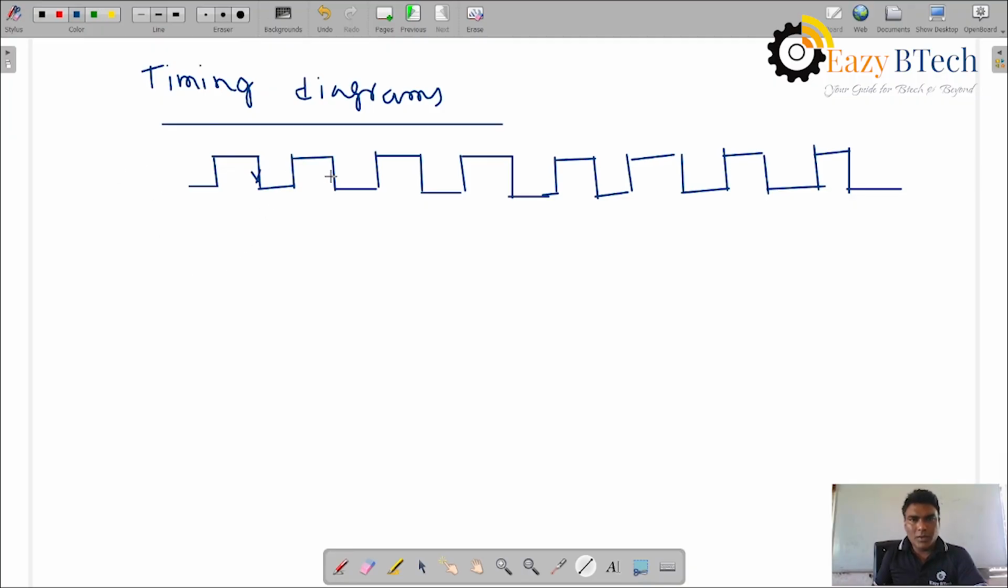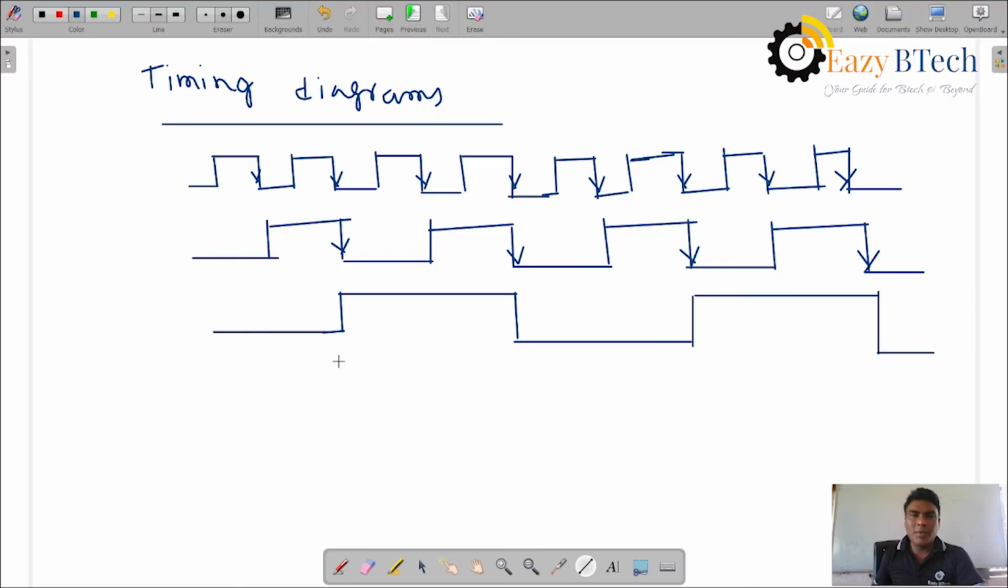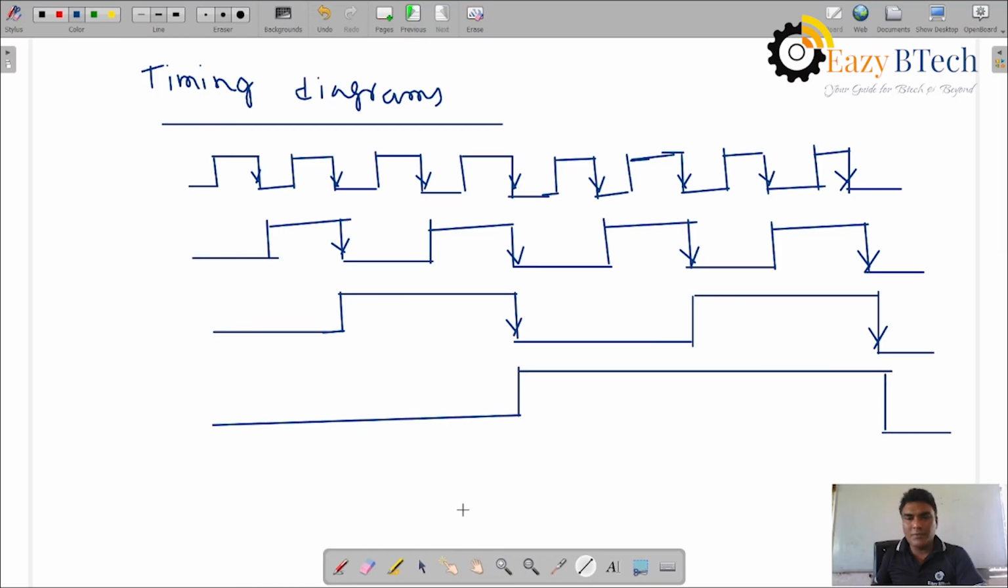Now, let me take the falling edge clock. Okay, the first one Q naught. As per each clock pulse it will be changed. Q naught is the reference. Then Q1 and Q2 also change. As we previously discussed the same timing diagram, only the designing part is different.